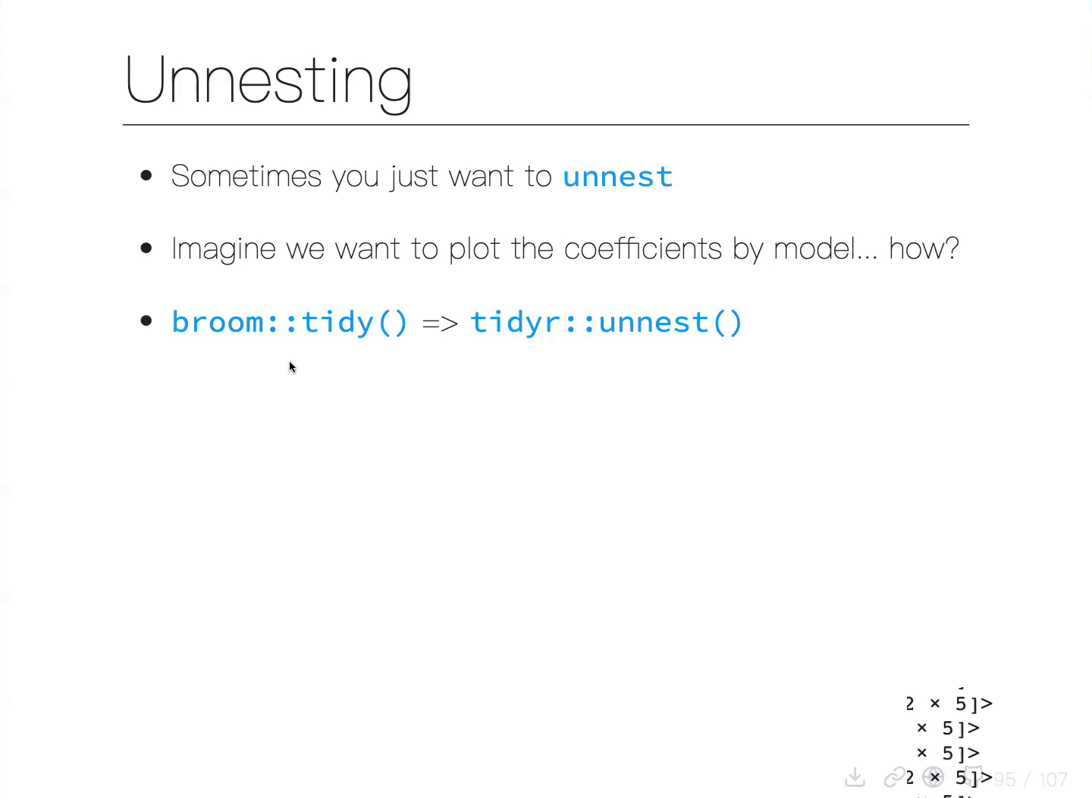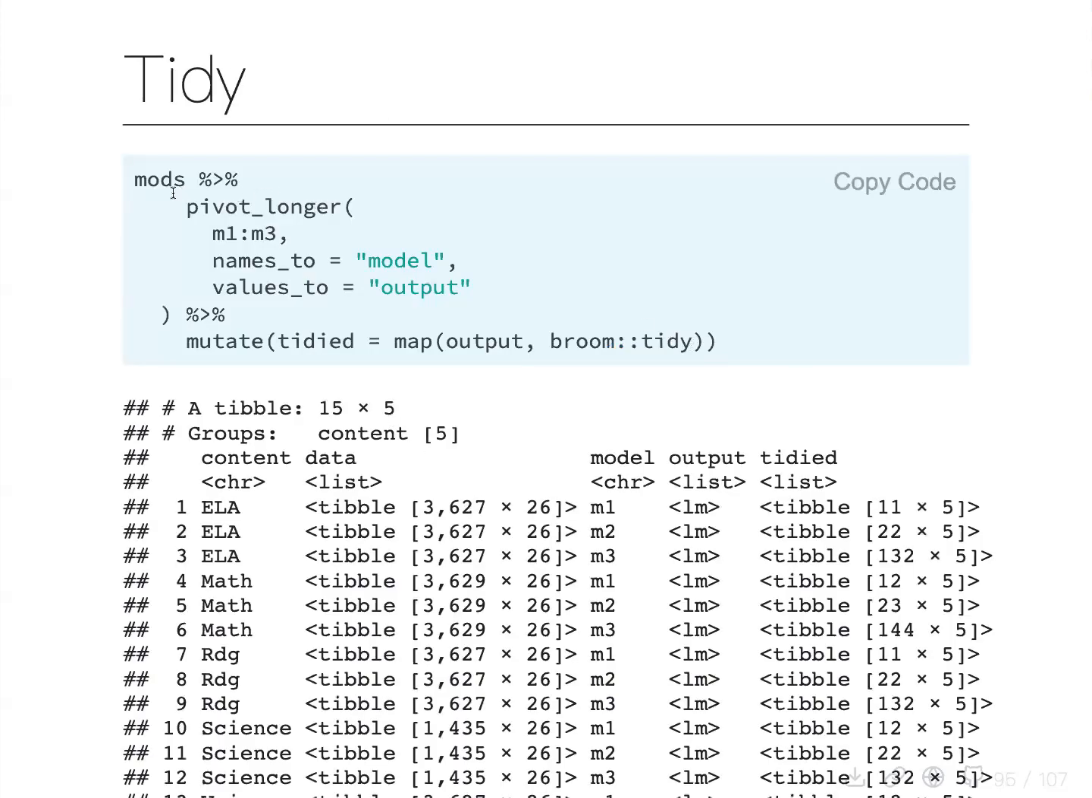Okay, so what I can do is I have my models that I fit before. I pivot longer, just like I did before, where I have M1 to M3. But then I can mutate with tidied. So I'm creating a thing called tidied, where I'm going to map through the output, all of these different models, and apply the function broom tidy. What I'm getting here is the actual output from the LM model, and this is a data frame that has most of the good stuff that we want from that model. And it's a tibble for all of them.